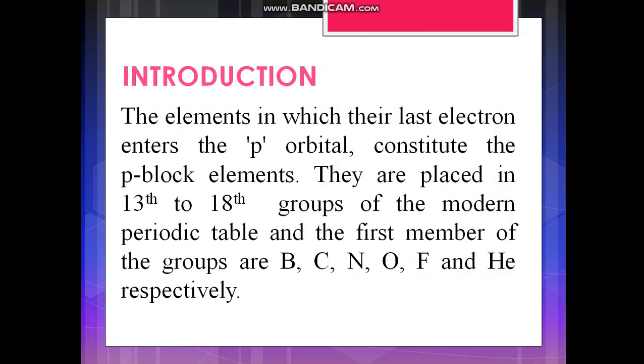The elements in which the last electron, that is your valence electron, enters the p orbital constitute the P block elements. These elements are placed in the 13th to 18th groups of the modern periodic table. And we call them by naming from the first element: boron, carbon, nitrogen, oxygen, fluorine and helium respectively.